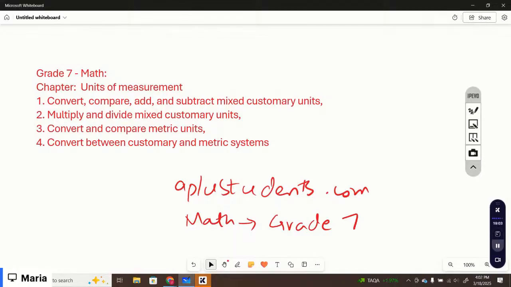Lessons we can do for today are compare, convert, add and subtract mixed customary units, multiply and divide mixed customary units, convert and compare metric units, convert between customary and metric units. So please make sure you have your notebook and pencil so that you can note down the important examples and definitions as well.